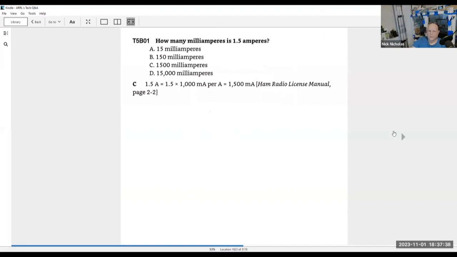All right, we're going to go through these quick questions fast because they are what I just discussed. T5B01 is the first question we're starting with. How many milliamperes is 1.5 amperes? Milliamperes is a thousandth of an amp. The answer is C, 1,500. If you multiply 1.5 times 1,000, you're going to get this answer.